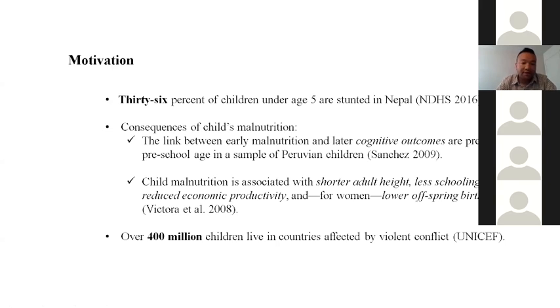And in the long run, the effects of malnutrition are shorter adult height, less schooling, and reduced economic productivity, and in the case of women, it could lead to lower offspring birth weight, which could even lead to intergenerational transmission of the effect. And overall, in the world, 400 million children still live in countries affected by violent crime. I believe this work could be useful for the larger context also.